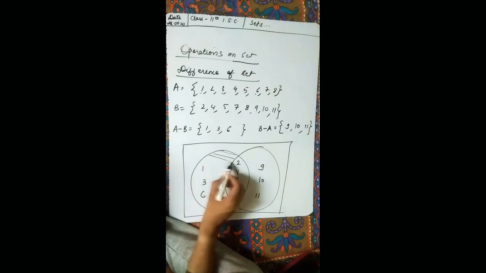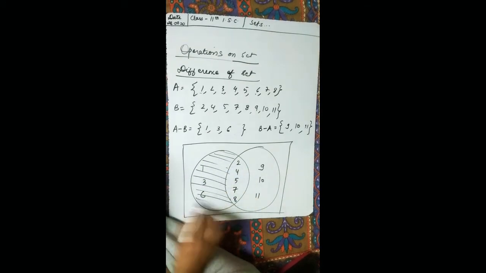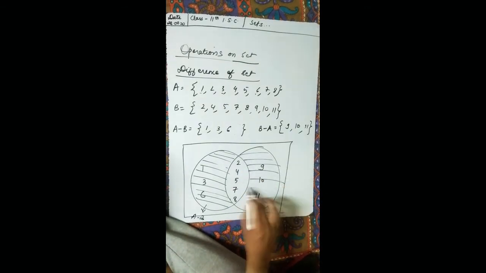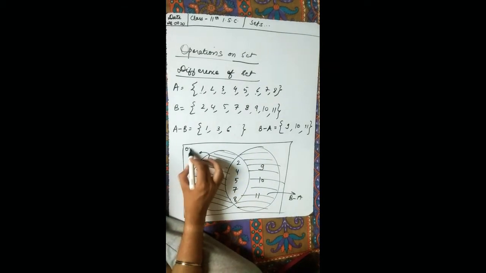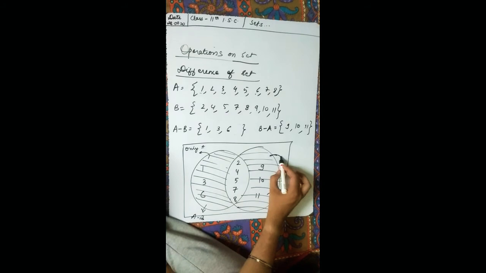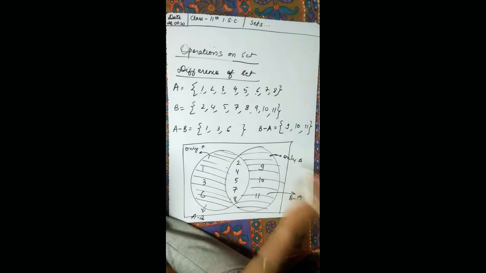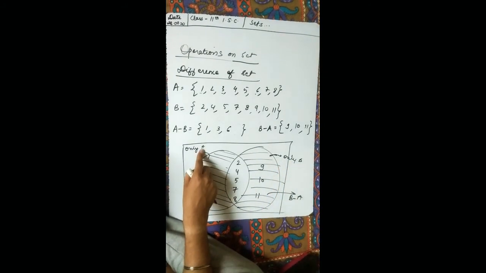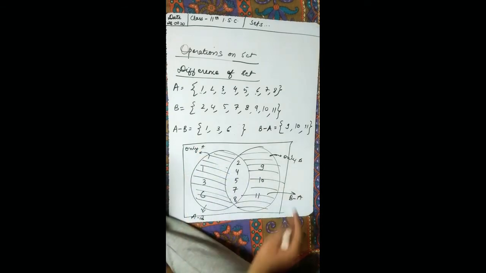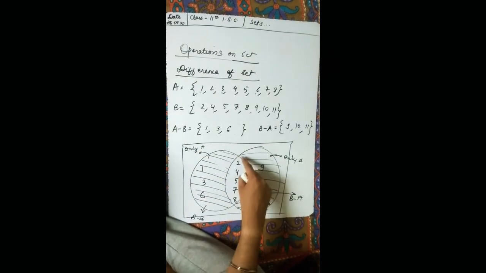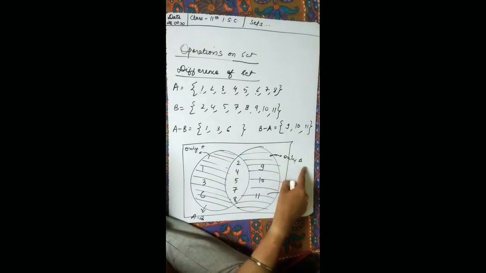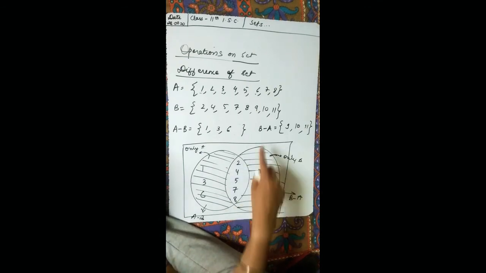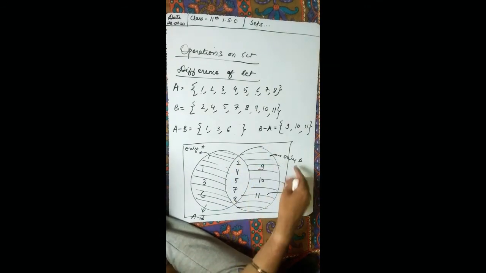A minus B, and this is called B minus A. This is sometimes called only A and this is only B. How can you find only A? If you subtract the whole A minus A intersection B, you will get only A. And how will you get only B? If you subtract the full B set minus A intersection B set, you will get only B.